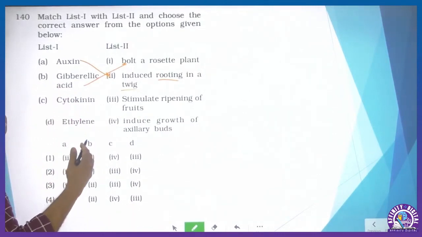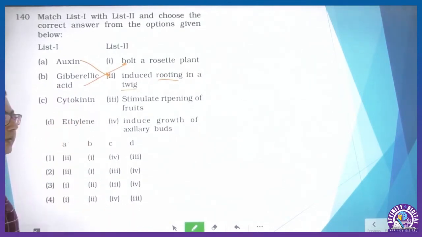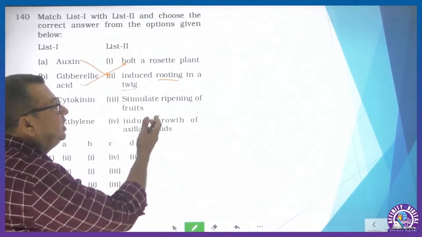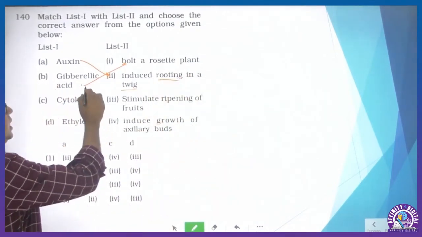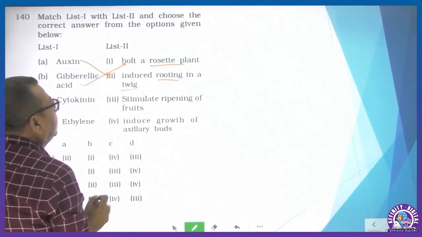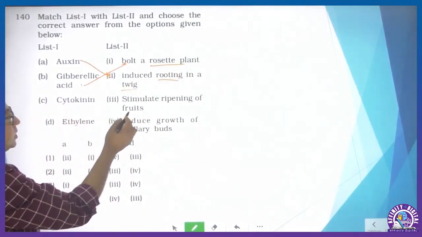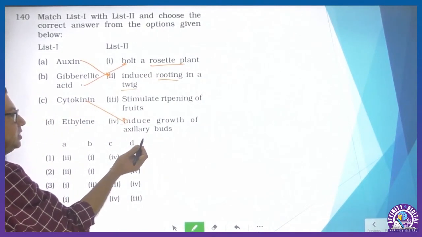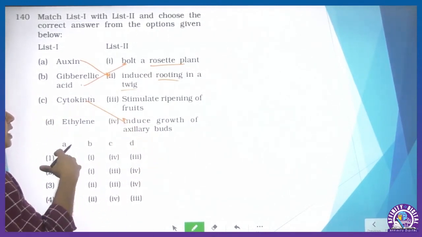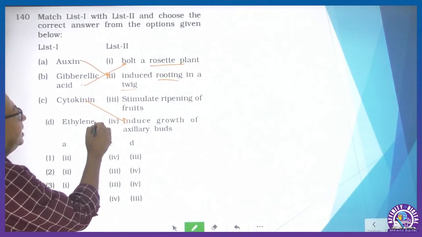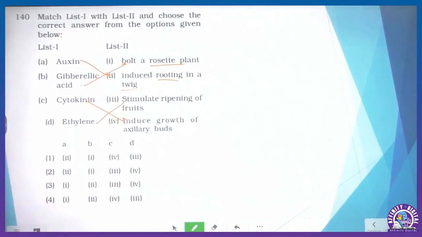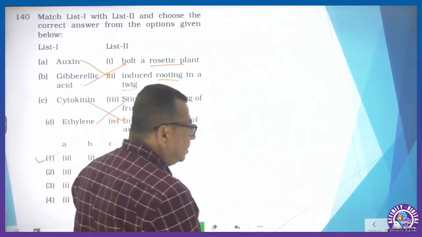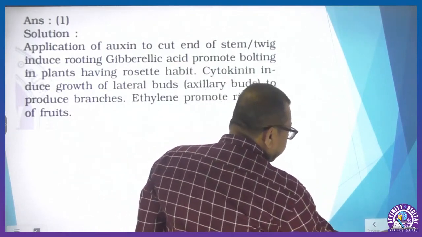And bolting in plants having rosette habit is caused by gibberellic acid, and bolting in these plants ultimately leads to flowering. So gibberellic acid is used to bolt a rosette plant. Which one will cytokinin be here? Induces growth of axillary buds to produce branches to make the plant bushy. Okay. Ethylene stimulates ripening of fruits. So A2, B1, C4, D3. Okay. So the answer will be option number 1. Okay.